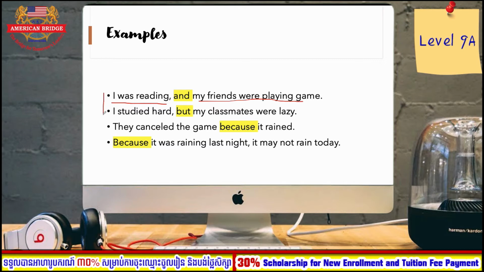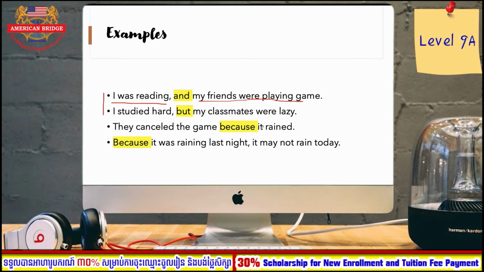Overall, a coordinating conjunction generally links equal ideas together. It can be the same idea or a contrasting idea, right? As you can see, the first sentence has the same idea, and the second example contradicts the idea.